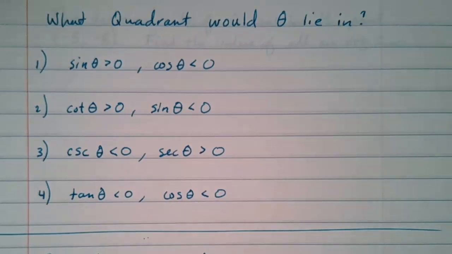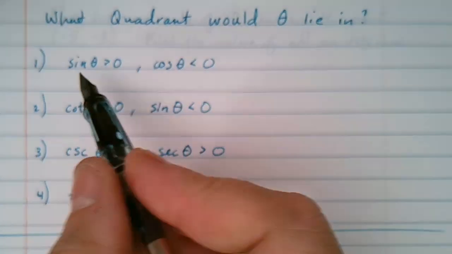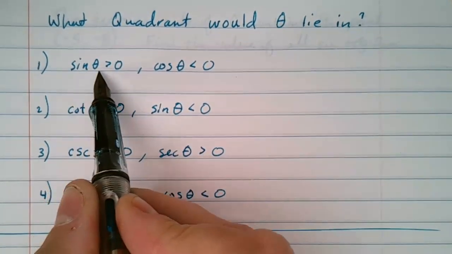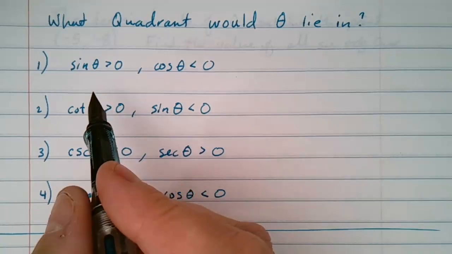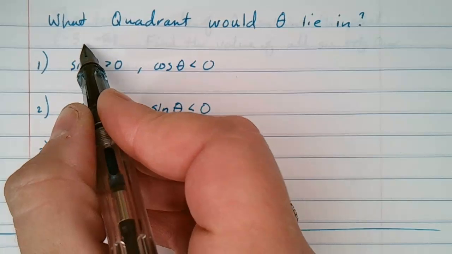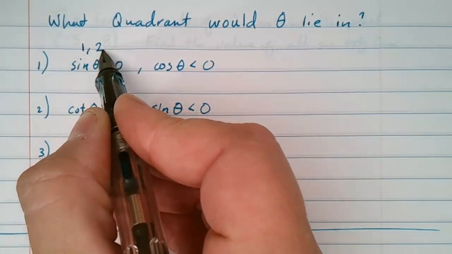Alright guys, so let's start putting this all together. We need to figure out what quadrant theta would lie in given some information. The first piece of given information on the first question says sine of theta is greater than 0. Now, this is a fancy way of saying sine is positive. Where is sine positive? It's positive in quadrants 1 and 2.